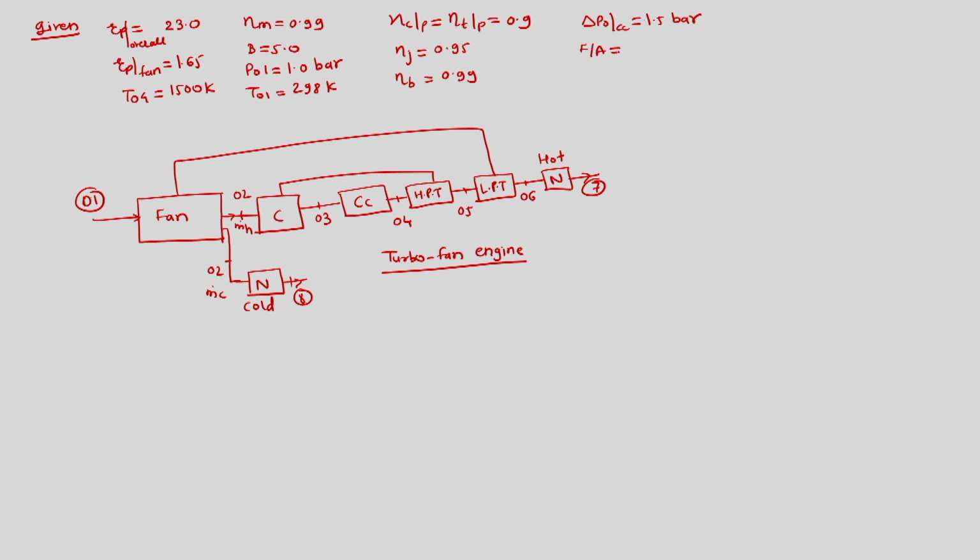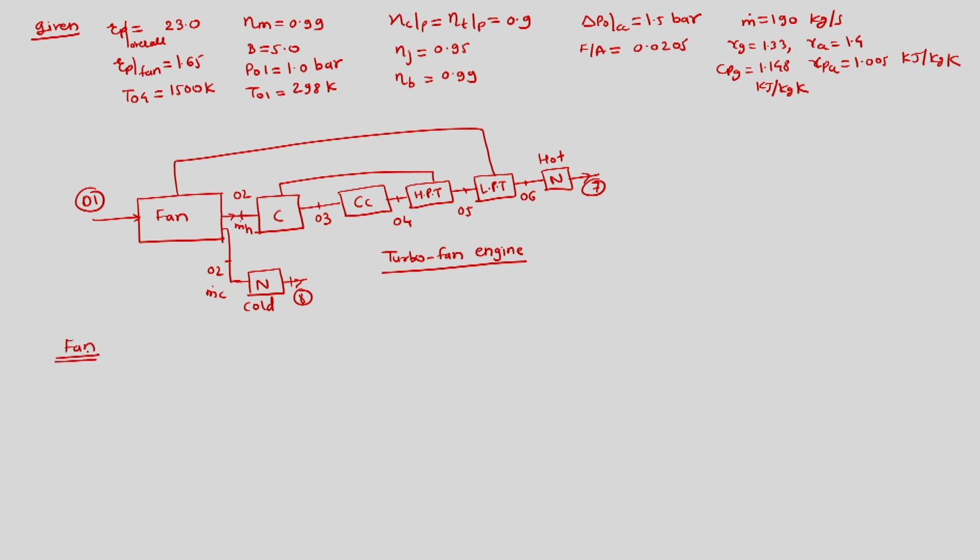Fuel air ratio over here is 0.0205. M dot is 190 kg per second, and the rest: gamma G is 1.33, gamma A is 1.4, CPG is 1.148 and CPA is 1.005 kilojoule per kg Kelvin. This is also in kilojoule per kg Kelvin. Noting this, we can start solving the example.